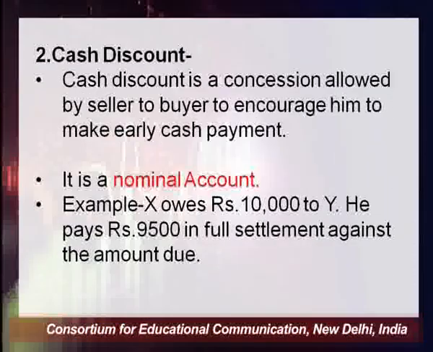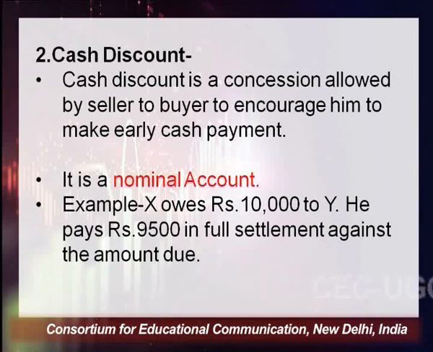Let's take an example. X owes rupees 10,000 to Y. He pays rupees 9,500 in full settlement against the amount due. The total amount due was rupees 10,000 and he pays 9,500, and the phrase written here is full settlement. What does it mean? Full settlement means nothing is left. The final amount which you have to pay is 9,500. So out of 10,000 you are paying 9,500. So 500 is the amount of cash discount which is given by the supplier.